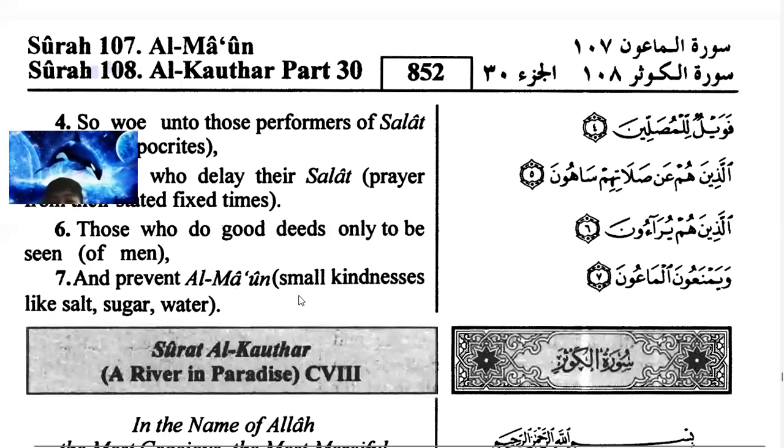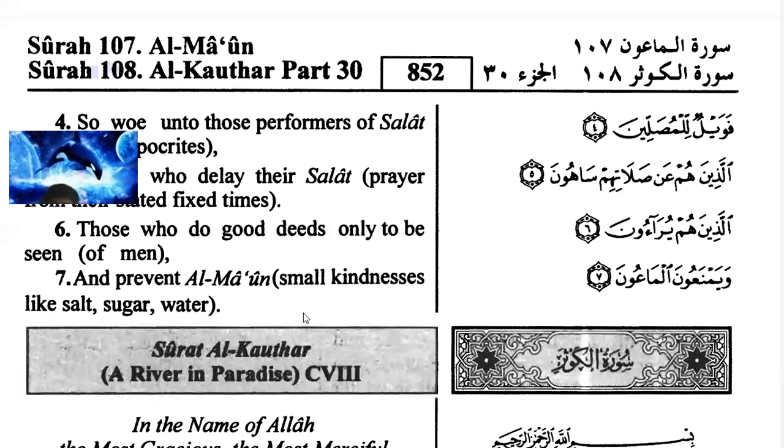And prevent small kindness, Maun. Can you give me some example of small kindness? Giving food, giving money. Small kindness means, let's suppose your mother comes home and you feel that she is thirsty. She does not ask you, but you go yourself and bring water for her. This is a small kindness.